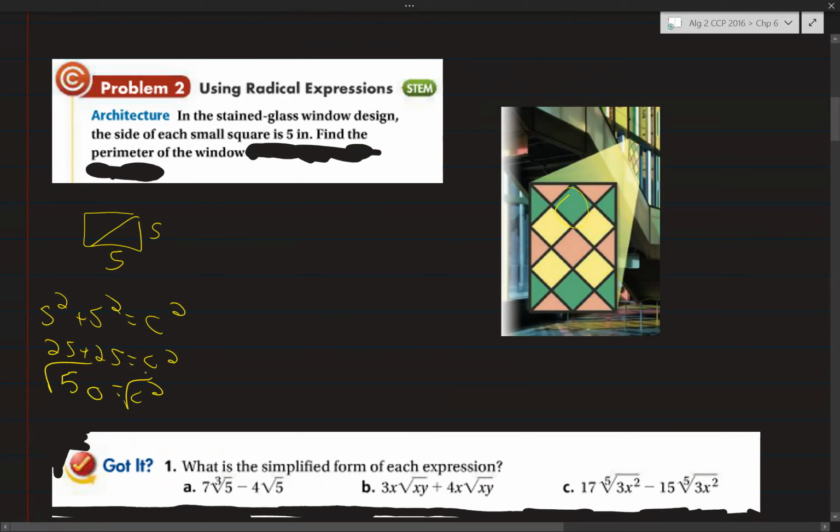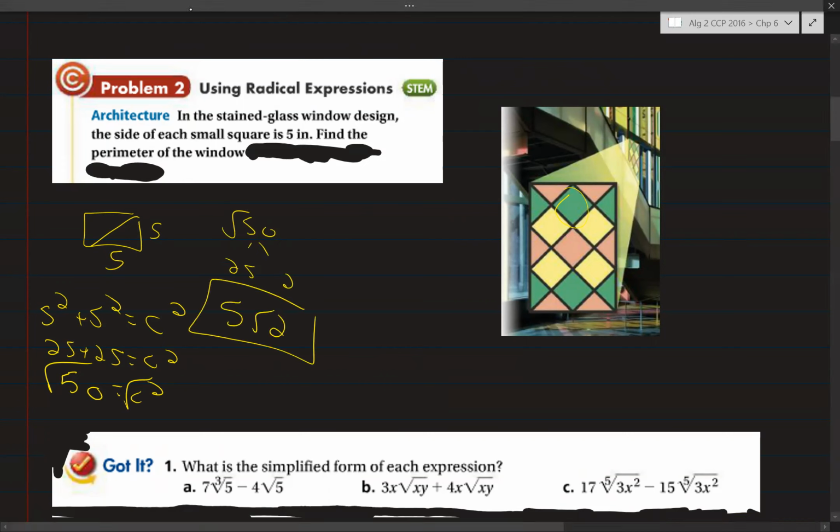Now we're going to take the square root of that. So here's what we have: the square root of c squared. So what's the square root of 50? Well, that's 25 and 2, so it's 5 root 2. Well, that's not my answer because that's not the perimeter.